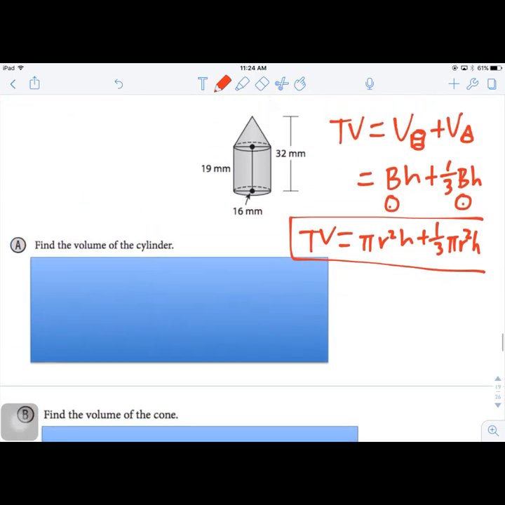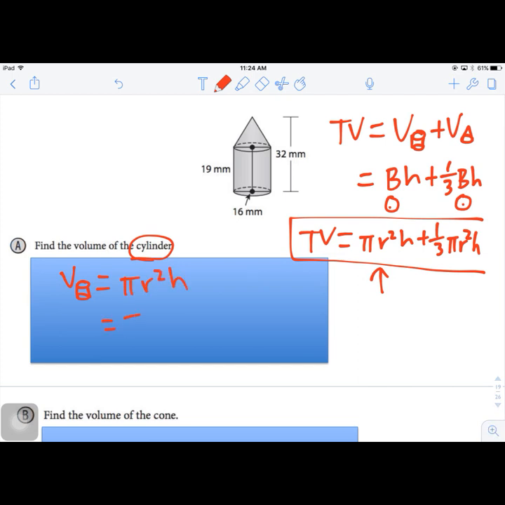So the first step is finding the volume of the cylinder only. So we're only going to be dealing with the first part. The volume of the cylinder is going to be pi r squared h. That's going to be pi, the radius is half of the diameter, which is 8, squared, times the height, which is 19. And that's going to give us a total of 1216 pi, and that will be cubic millimeters.